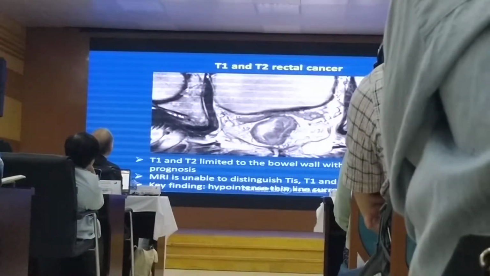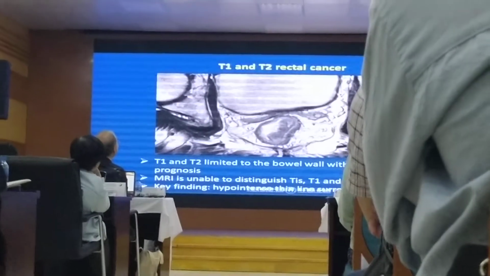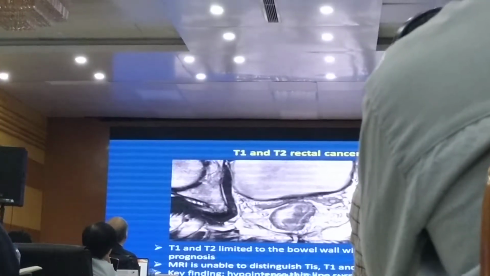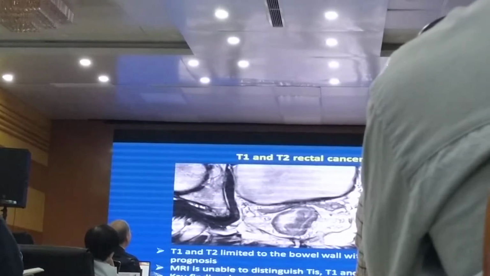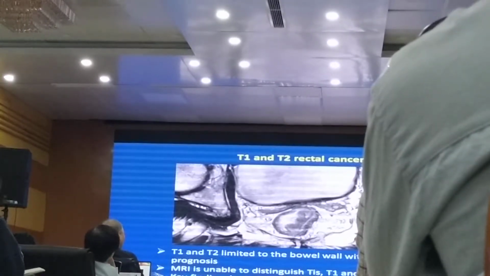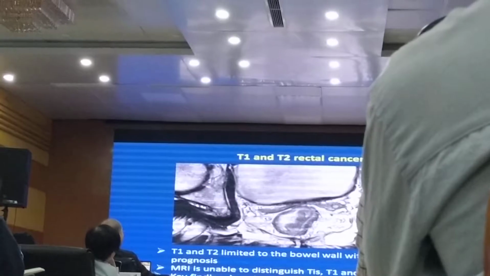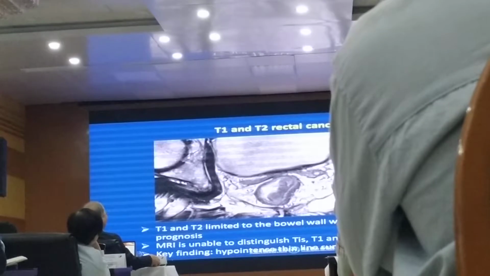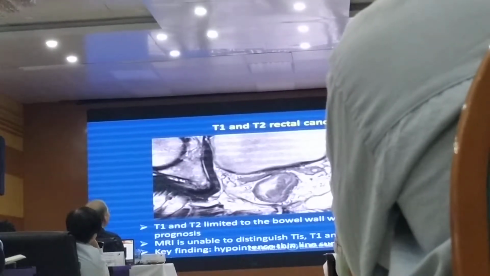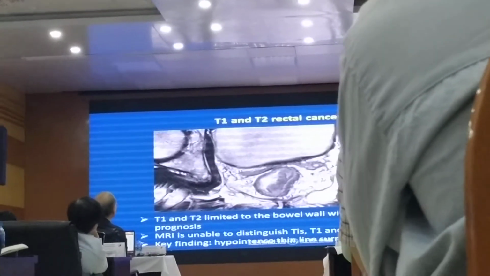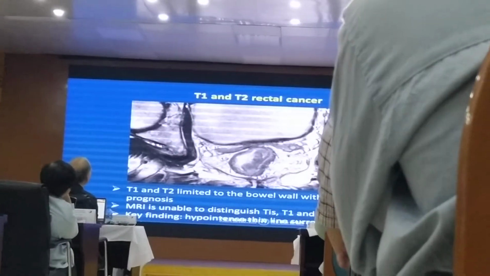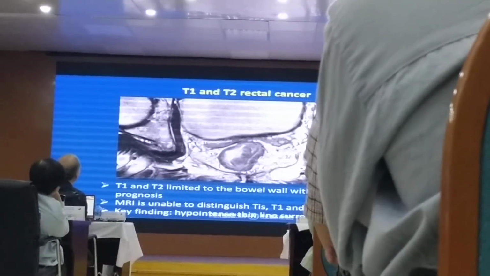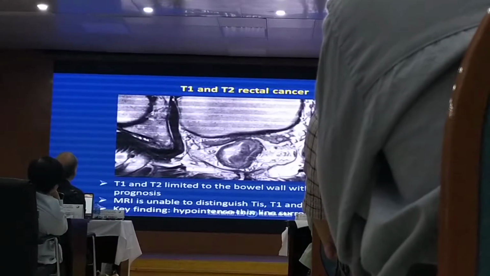We must pay attention to some basic facts. MRI is unable to distinguish between tumor extension into mucosa, submucosa, and muscularis propria, and therefore cannot differentiate between tumor in situ, T1 and T2 stage tumors. Although T1 tumor can be treated with local excision, the treatment of choice in both T1 and T2 tumors is TME.